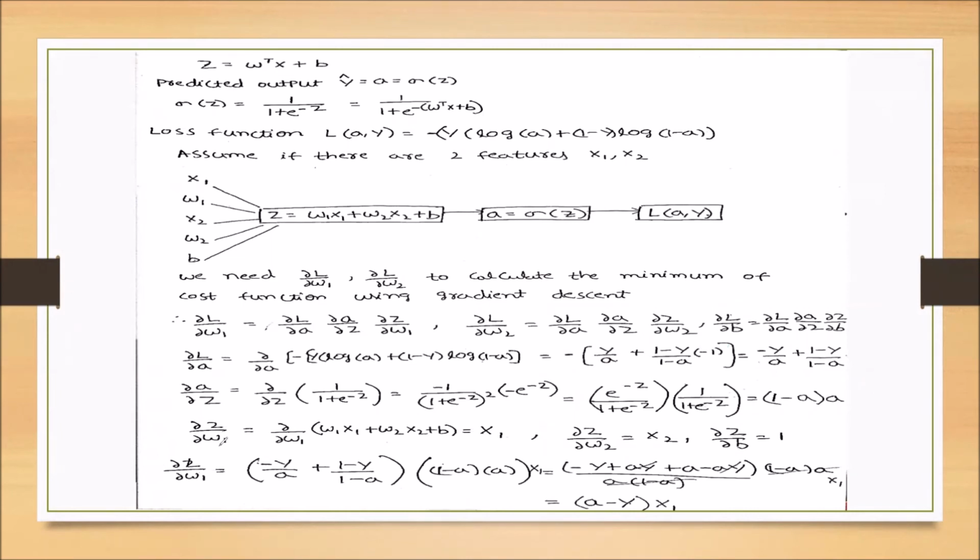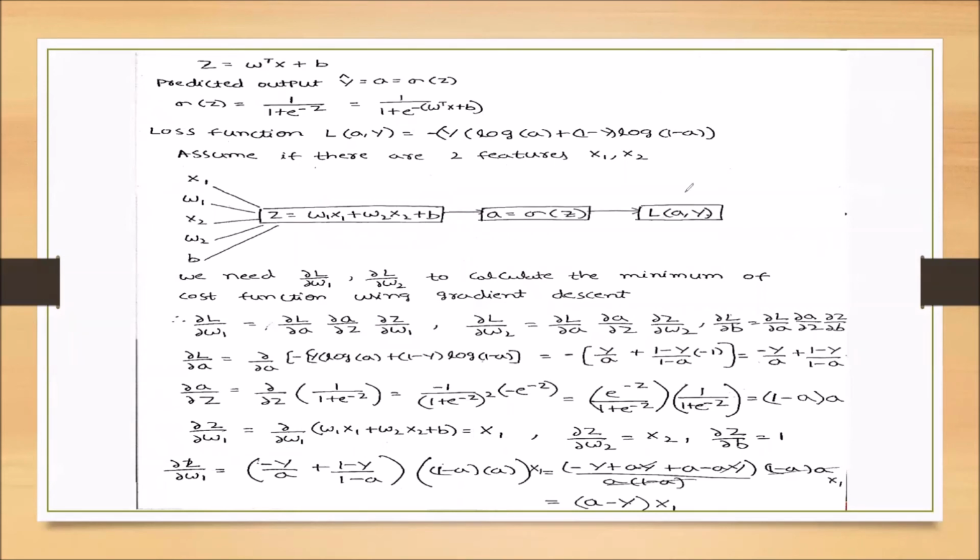You can check manually. It would be easy for you if you do this on paper. So now I am finally finding dou z by dou w1. What is the z value? Here we are taking z as w1 x1 plus w2 x2 plus b. So if I differentiate with respect to w1, its value is x1.